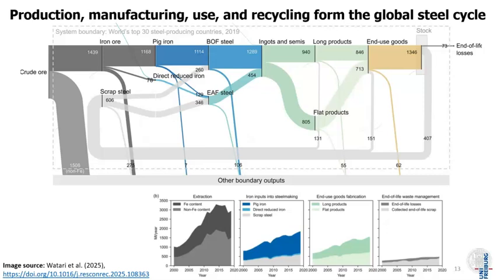You have to know, for example, how much scrap is available, how large are the stocks, how fast are the stocks growing, and so on. So all of these things need to be known to first make scenarios for future steel demand and then link them to energy and emissions.